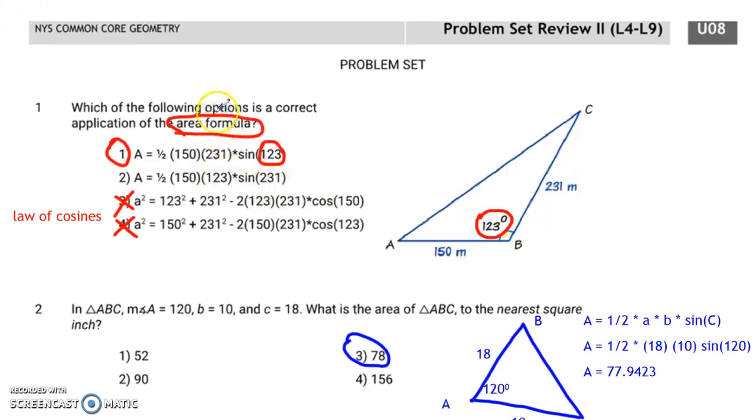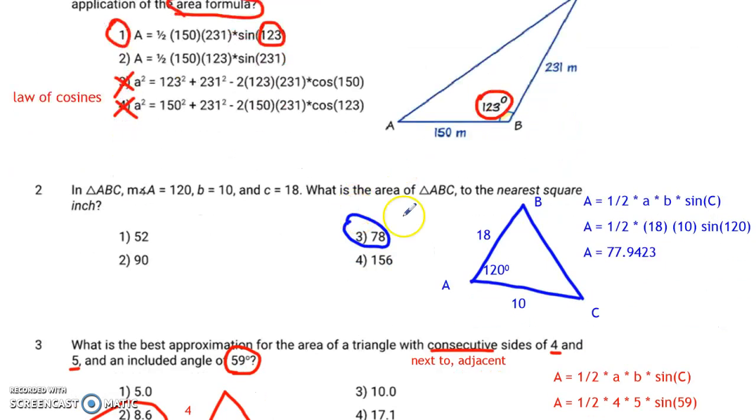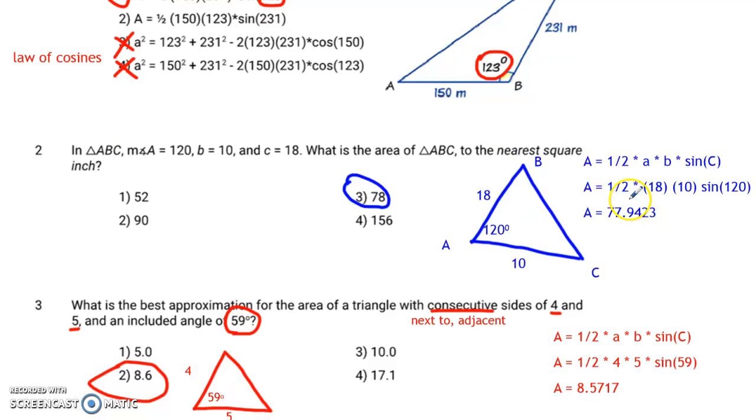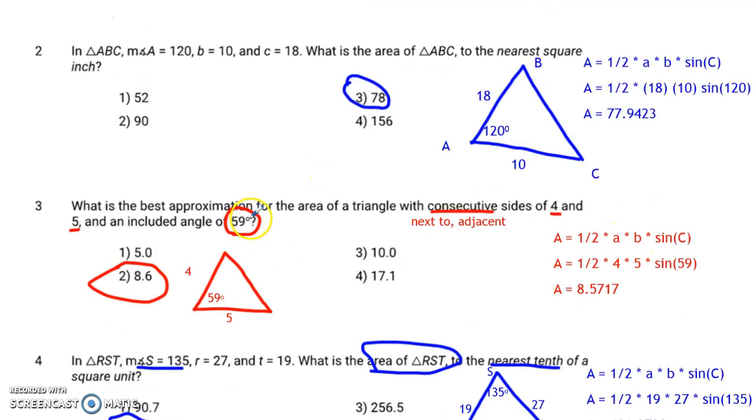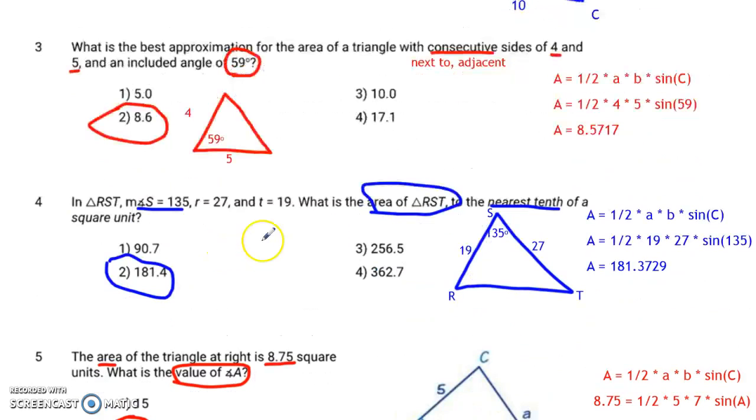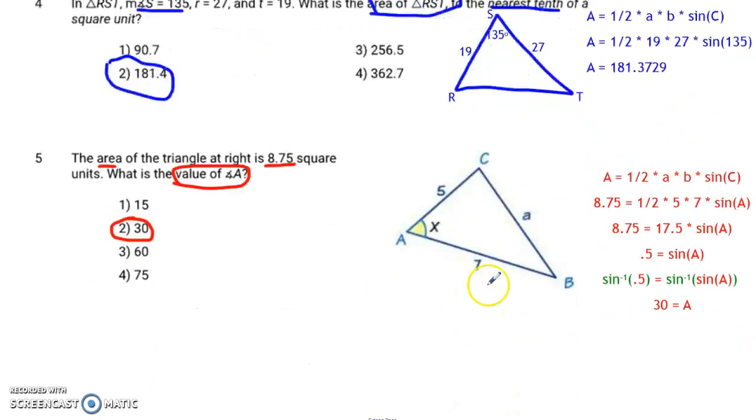Lesson 9 started off with area formula, which of course is 1 or 2, not 3 or 4. 123 was placed correctly here because it is an angle, so it's choice 1. Here we use the area formula again, 78. We use the area formula again, 8.6. And then another area formula to get 181.4. Then for here we did the area formula and we had to do a slight amount of backwards solving because we had sine of A. We needed to get rid of sine. So we got choice 2.